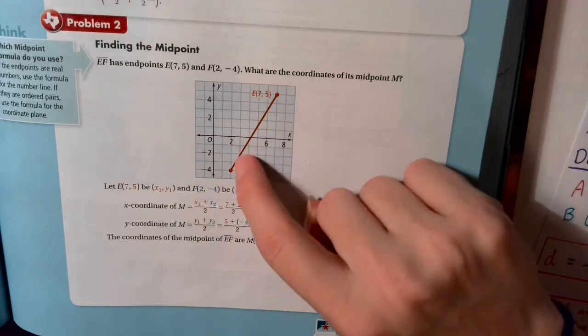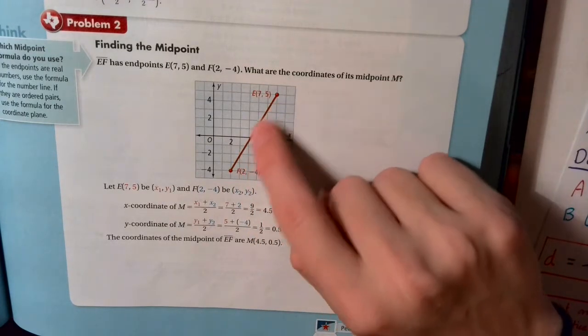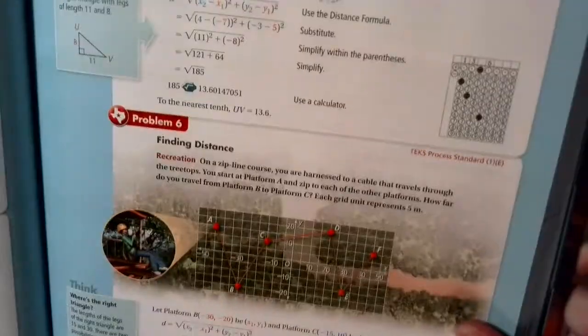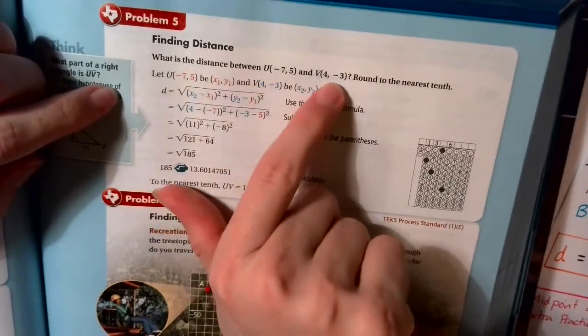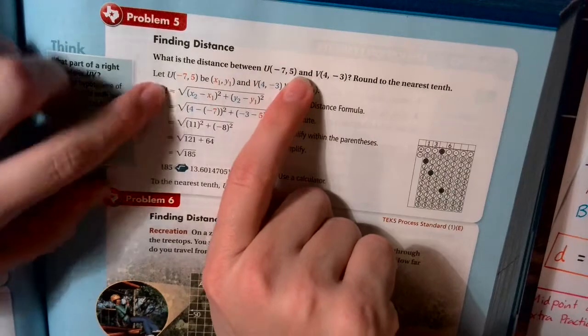That's the point that makes equal distance from here to here. And we could double check that if we wanted to, but we do not have to. So that's how we do that. Next up is distance, okay? Up here. Distance. So we have two coordinates, U and V, and to find the distance between those two coordinates, we use the distance formula.